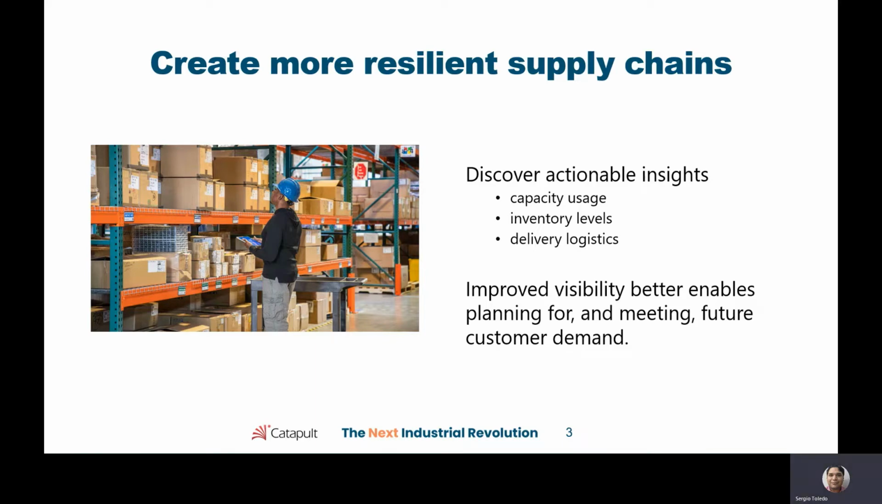We also want improved visibility because it will better enable us to plan for and meet future customer demand. We want to know how much of something we need to order, how much of a particular product we need to keep in stock. These different pieces of information will better help us make the customers happy and make the business more efficient.